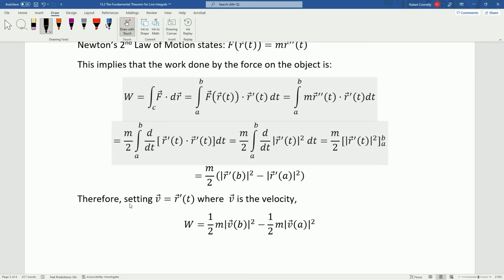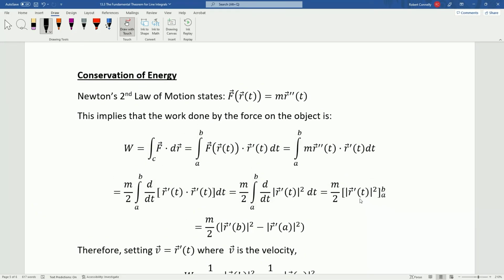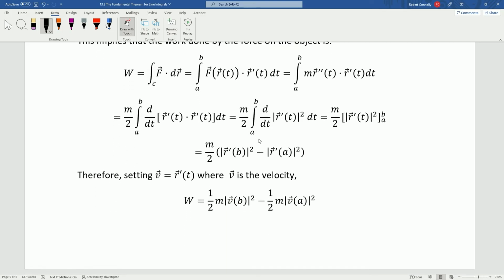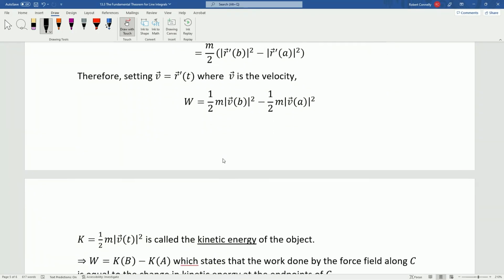Therefore, setting velocity equal to r prime of t, just notationally, gives us the following law: work equals 1/2 the mass times the magnitude of the velocity at b squared, minus 1/2 the mass times the magnitude of the velocity at a squared. All right, so that's basically just a result from Newton's second law of motion.